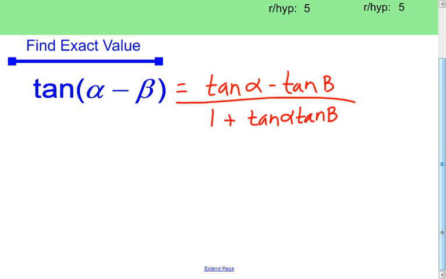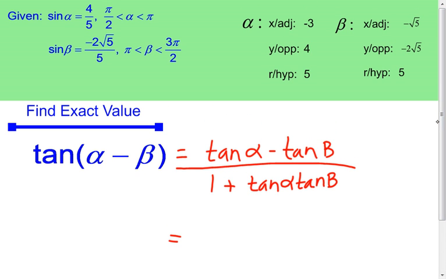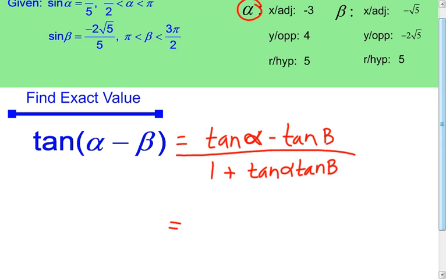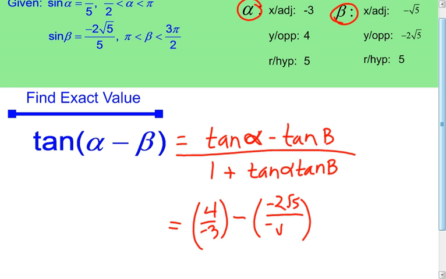Okay. And now I'm needing to plug some information in. So tangent at alpha would be my opposite over adjacent, or my y over my x, at angle alpha. And again, if it says alpha in the formula, then you need to use alpha's information. So tangent at alpha would be 4 over negative 3, minus tangent at beta, so I'm going to use this information, and tangent at beta would be opposite over adjacent there, so negative 2 root 5 over negative root 5.